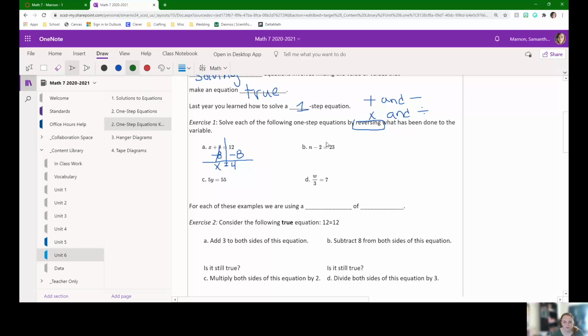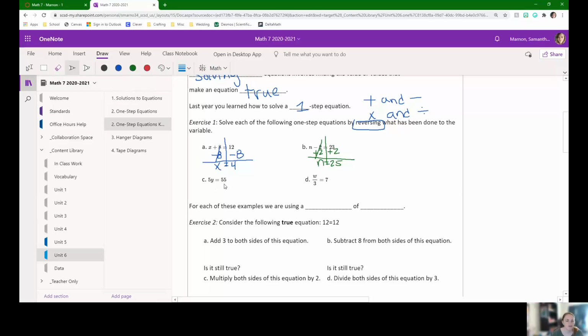Okay, so for part B, I'm going to split it from the equal sign down. Here we have -2, so we want to do the opposite of minus. So we're going to do plus, and 2 is the number we're trying to get rid of. If I make a change on one side, I need to make the same change on the other side. So now 23 plus 2 is 25. -2 and plus 2 zero out. We're left with just n equals 25. So 25 is the solution to this equation when n equals 25.